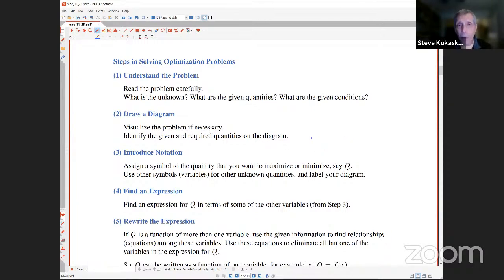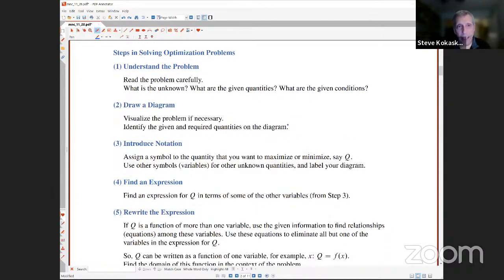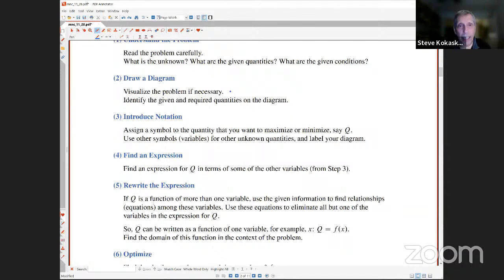So the next thing we've got to do, that's all the setup, I think, is find some sort of expression. We've got to find an expression for Q in terms of some of the other variables from step three. Now, what may happen when we write this expression for Q is that it may be an expression in more than one variable.